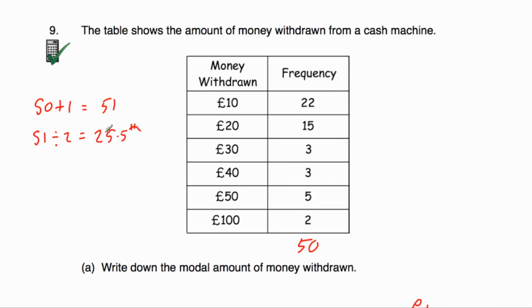So now let's find the median. Let's find the 25.5th value in our list. If we were to write these down in order, we'd have 22 10s, so we'd write 10, 10, 10, 10, 10, 22 times. Well, we're looking for the 25.5th one, so it's not going to be one of those values. Now we've got 15 20s. So after writing the 22 10s, we then have 15 20s. The 23rd value would be 20, the 24th value would be 20, the 25th value would be 20, the 26th value would be 20. So the 25.5th value will be in between 20 and 20, so it's going to be £20. So the median is in here, and the median would be £20.